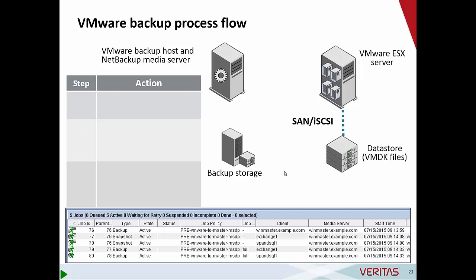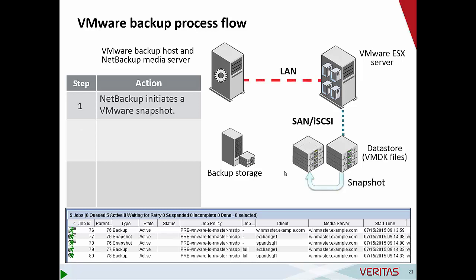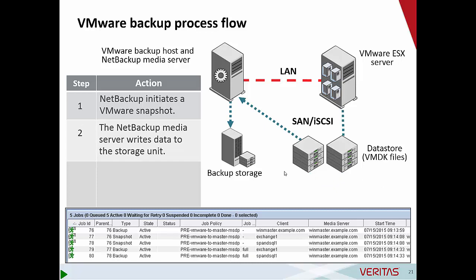The first thing that happens is NetBackup sends a signal to the ESX server and asks it to take a snapshot of the data that's being protected, of the virtual machines. The ESX server takes a snapshot of these VMDK files, and that shows up as a snapshot job in the activity monitor. Then NetBackup reaches out to those snapshots, in this case across the SAN, so the zoning is open so that the media server can see these snapshots, and back up the snapshots of these VMDK files and write them to tape or disk.